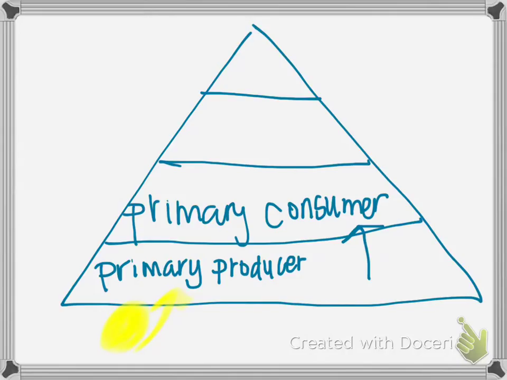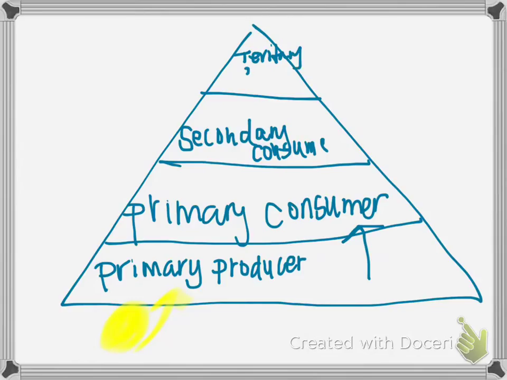Next you've got secondary consumer. And then last you have tertiary consumer. Remember that the reason this is in a pyramid is because energy is most at the bottom. Another thing I want to point out, all three of these are consumers.